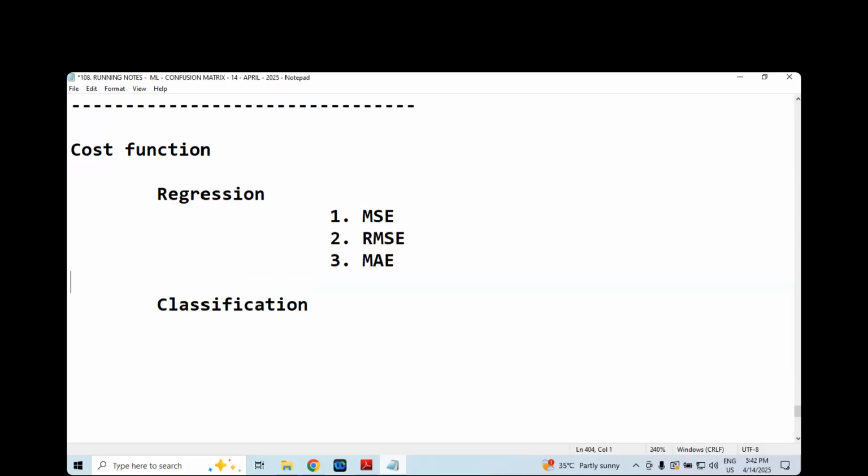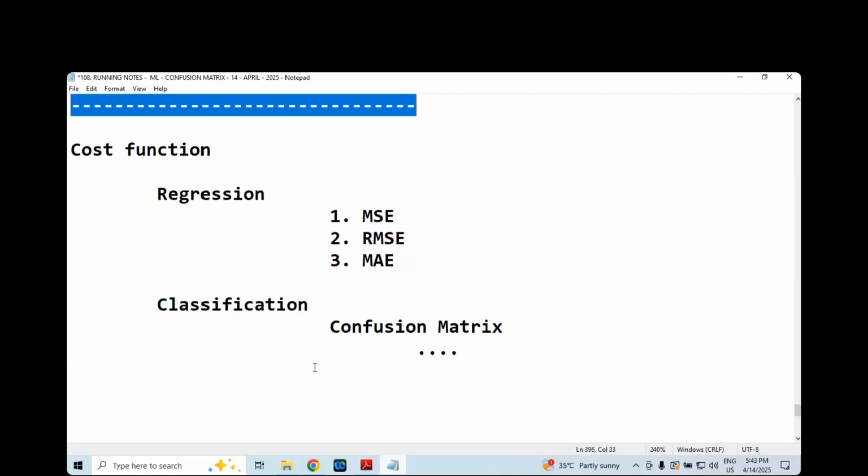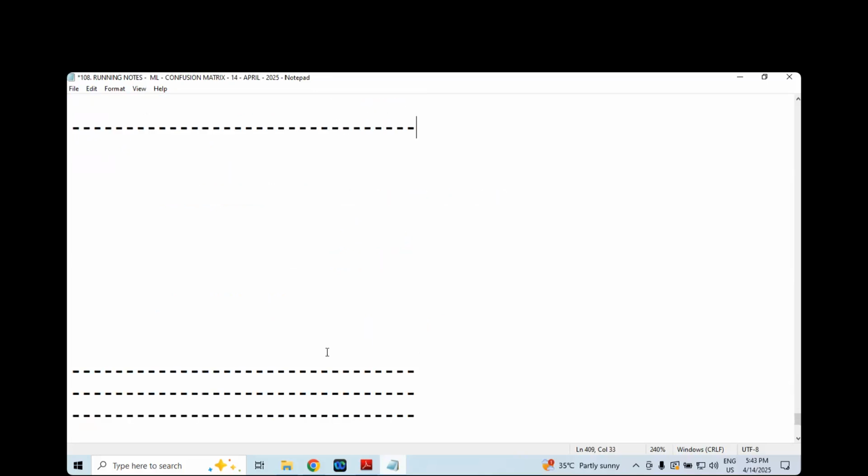Now, if you want to understand the classification cost function, you need to understand the topic called confusion matrix. What is the topic name? Under this confusion matrix, many things we are going to get, right? I will tell you what all things you will have. I will explain step by step. You will get an idea. Please be focused.